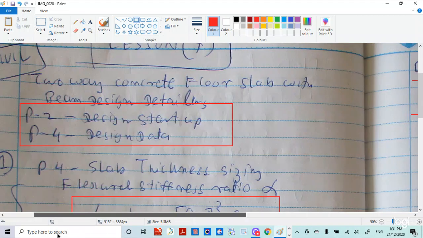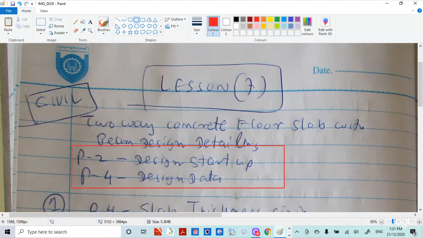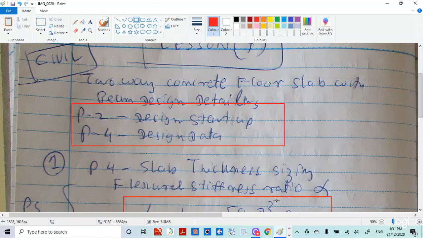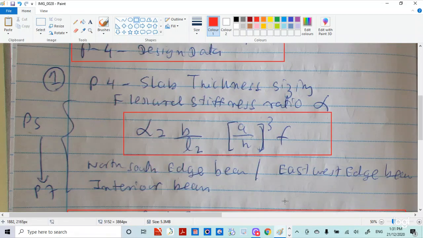That is an overview explaining the design paper. Then I can summarize: the two-way concrete slab design problems include the design detailing, which we have to do first. Page 2 is the design start and page 4 is the design data. In this case, page 4 is the slab thickness sizing.